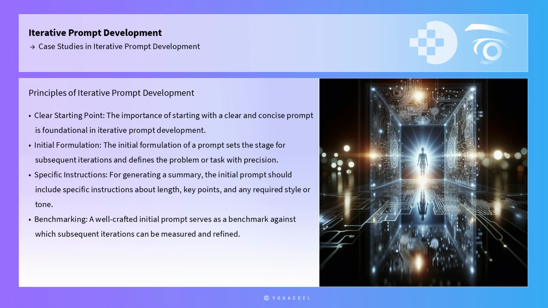One of the foundational principles in iterative prompt development is understanding the importance of starting with a clear and concise prompt. The initial formulation of a prompt sets the stage for subsequent iterations, and it is essential to define the problem or task with precision. For instance, when developing a prompt for a language model to generate a summary of a scientific article, the initial prompt should include specific instructions about the length of the summary, the key points to cover, and any particular style or tone required. A well-crafted initial prompt serves as a benchmark against which subsequent iterations can be measured and refined.